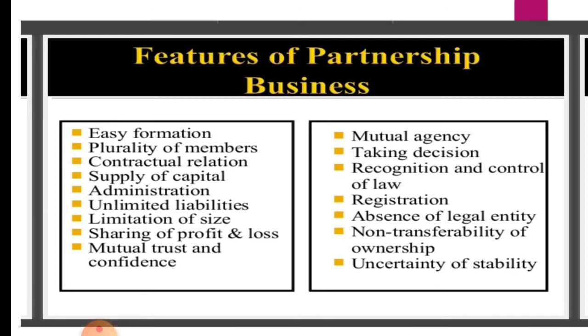Unlimited liabilities. This is one of the features of a partnership firm. Again, you know what is unlimited liability. If the amount is not enough to pay the debts of the business, then the personal property of the partners will be taken into account. All the members have unlimited liability here. Limitation of size. Already you know what is the limitation of size. What is the number that is the limitation? In banking business, the limitation is 10, and in other cases of business it is 20.